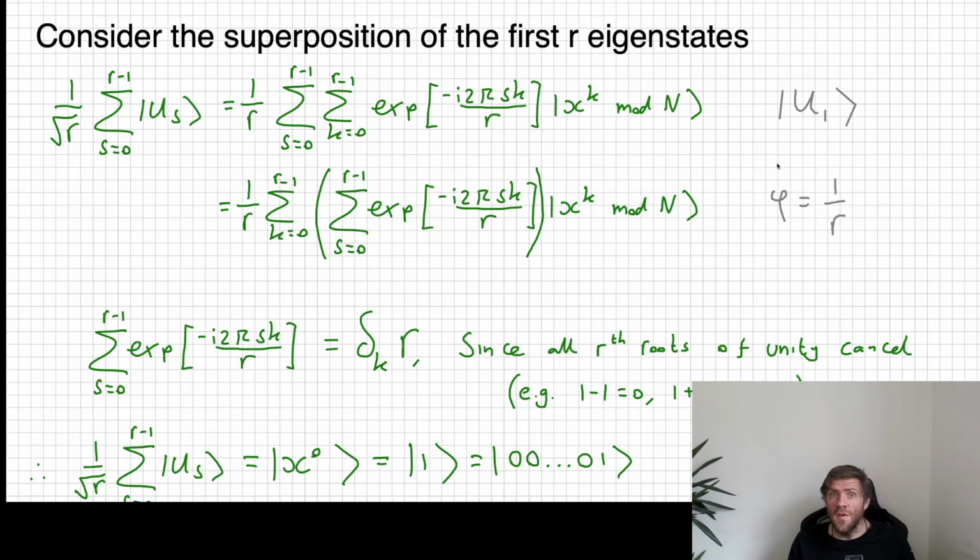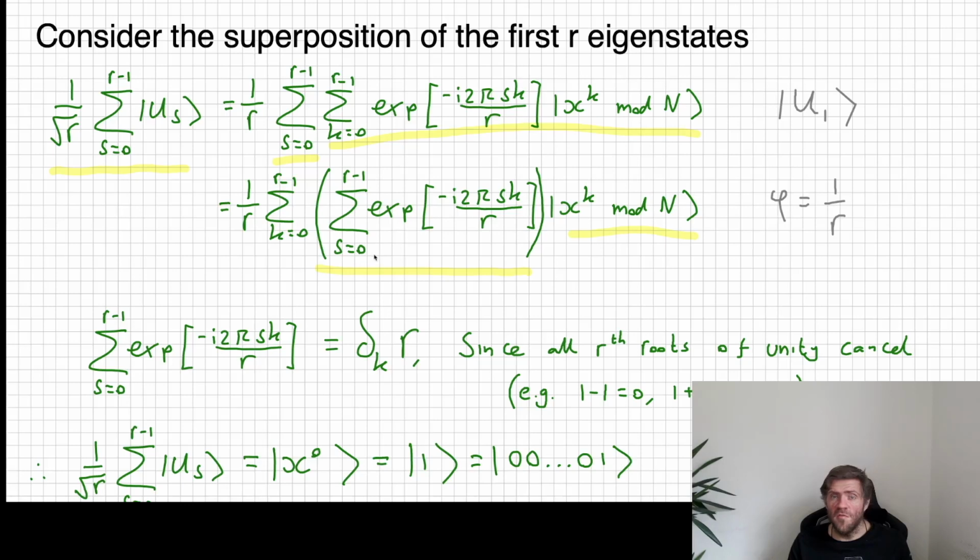So, what are we going to do? Well, we can just note that if we look at the superposition over the first r eigenstates, so from u0 to u to the r minus 1, then, well, what do we have here? Each of these eigenstates is written like that, and we are taking the superposition over them. Now these two sums, we can reverse their orders, and once we do that, we see that the s dependence does not exist in the state, and so we just get that the coefficient of any of these particular states is equal to this sum over roots of unity.